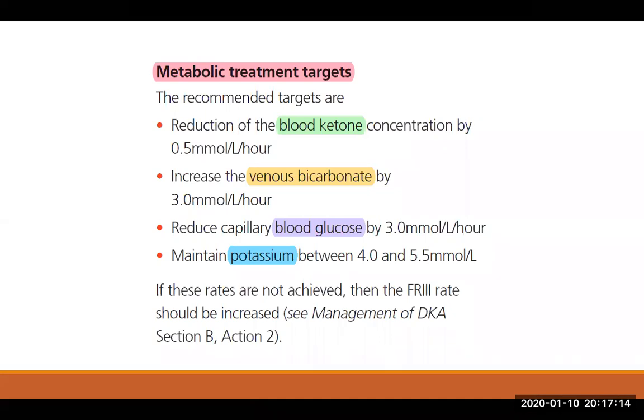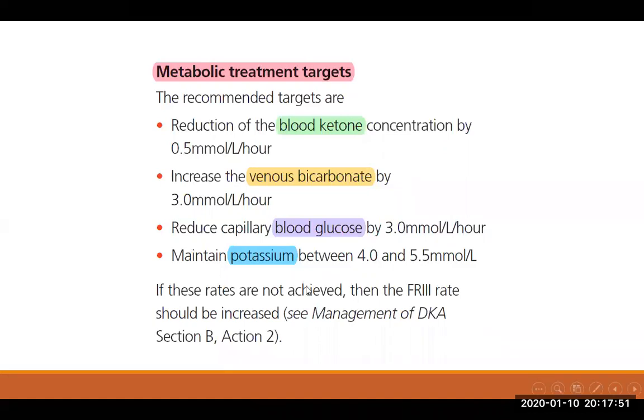Thank you. So metabolic treatment targets, we must memorize these numbers. Blood ketone must be decreased by 0.5 per hour. The venous bicarb must increase by 3 millimole per hour. And the blood glucose must be decreased by 3 millimole per liter per hour. If these values are not changed by these numbers, we must increase the insulin infusion rate by 1 unit per hour. And this will be discussed later.